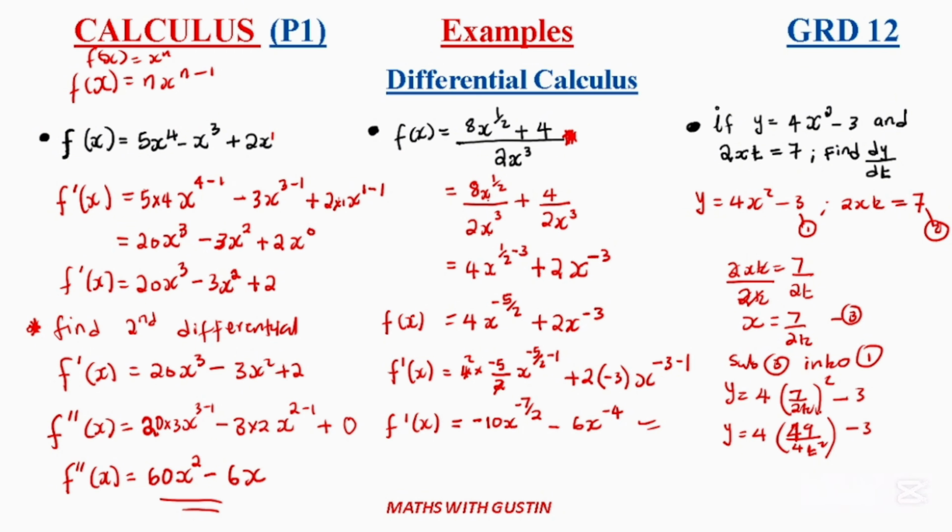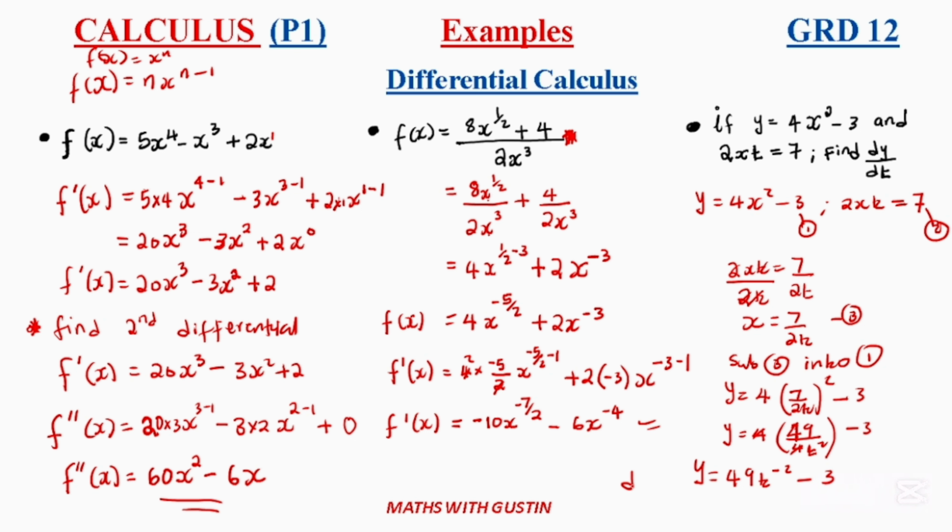Okay, so now what do we do in this case? You can see 4 and 4 would cancel out. We are going to be left with y is 49 t to the power of minus 2, minus 3. Therefore now we've got our equation in linear format.